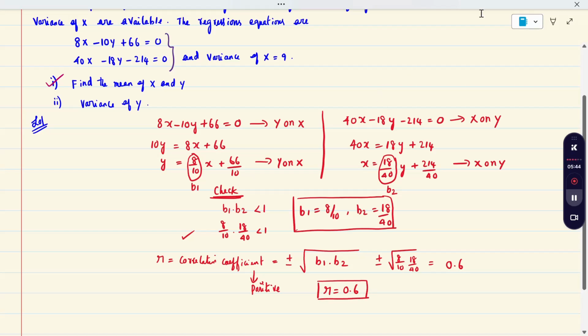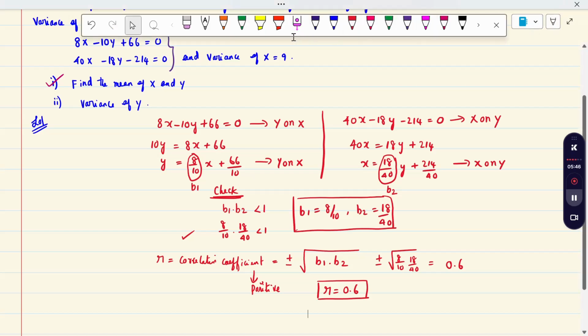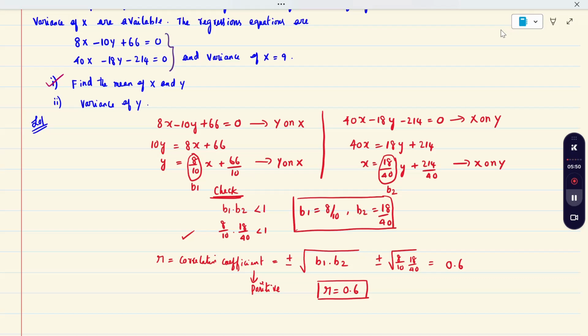Now what is our question? Find the mean of x and mean of y. How can I find it? Using these two given regression equations only, I can find it. Consider them as the normal equations and solve both. You will get the value of x and the value of y. The x value is nothing but the mean of x, and the y value is nothing but the mean of y. That only I am going to do in this subdivision.